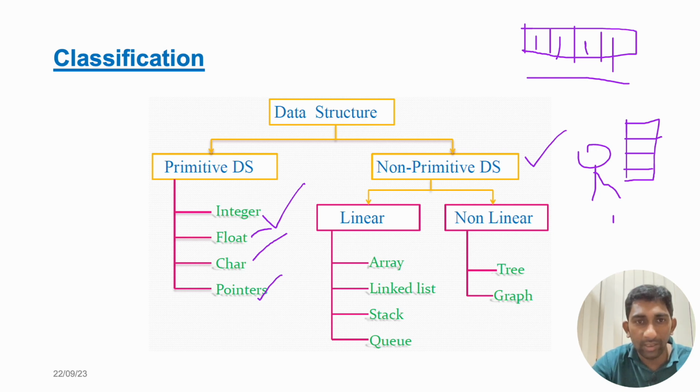Like for example, in homogeneous we collect only integer elements like 1, 2, 3. Floating point numbers will be collected in only one place. Alphabets will be collected in only one particular data structure, right? So we cannot collect one number and one alphabet. For that we have to use the non-homogeneous data structures, right? So that is the classification of data structures.